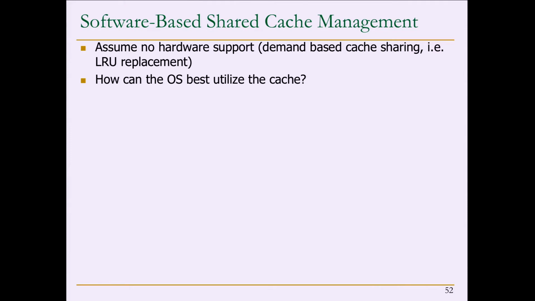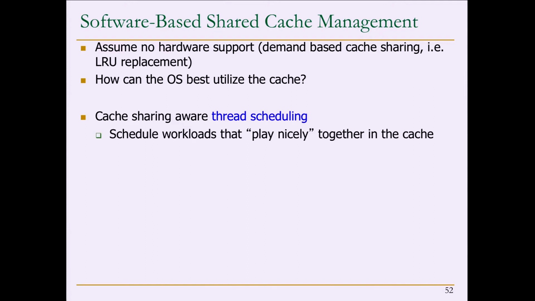Okay, so let's assume we have no hardware support in this case. There's also a middle ground, right? Software, hardware, cooperative parts. We're not going to talk about that as much, but assume we have no hardware support. We have demand-based cache sharing, i.e. LRU replacement. How can we best utilize the cache? There are multiple ways of thinking about it. One is using thread scheduling and not cache partitioning. I'll very briefly mention this.